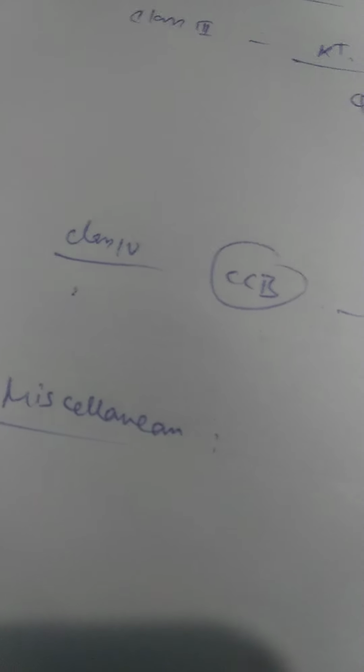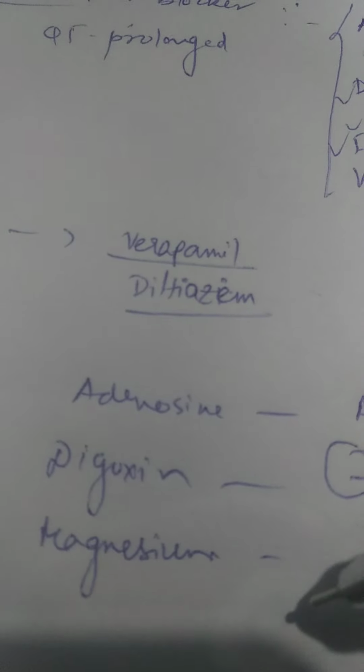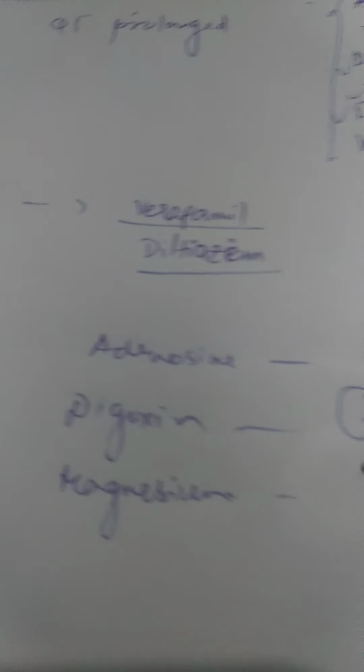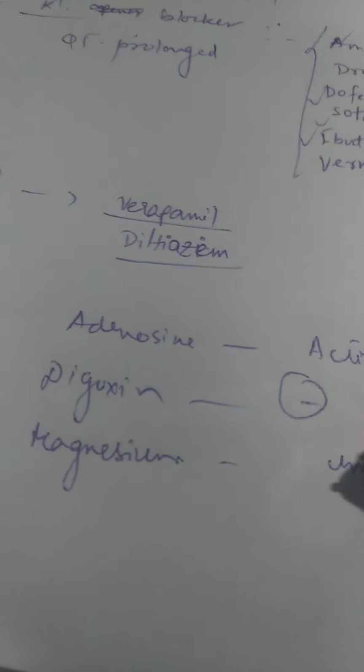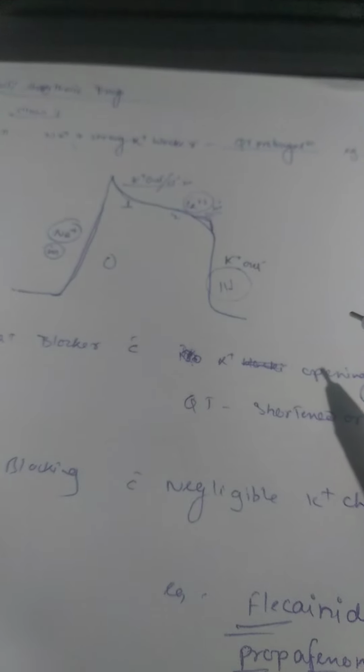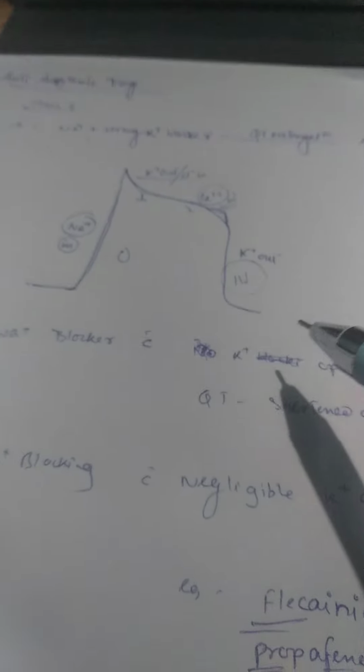Now class 4 drugs are nothing but your CCBs, calcium channel blockers, and these are verapamil and diltiazem. Miscellaneous drugs are adenosine, digoxin, and magnesium. Adenosine activates the adenosine receptors. Digoxin causes inhibition of the sodium potassium ATPase, and for magnesium the mechanism is unknown. So these are very important. I have already mentioned different examples. You just have to remember which phase each acts upon and what the examples are.